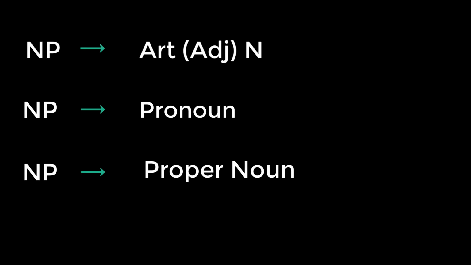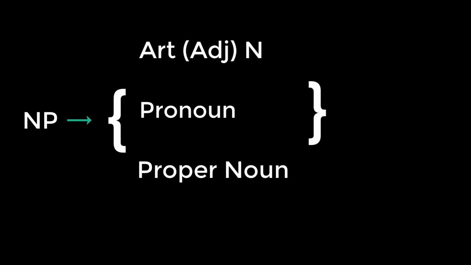Braces, sometimes called curly brackets, around a group of items mean that only one of the items inside is to be chosen. So, for example, we have three ways of creating noun phrases: NP → Art (Adj) N, NP → Pronoun, NP → Proper Noun. Or we could say NP → curly brackets, and then have all three of those elements listed.